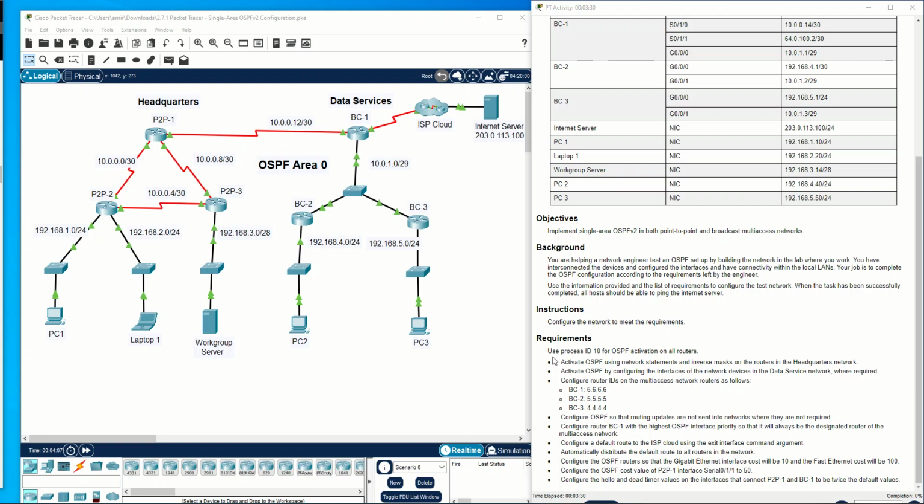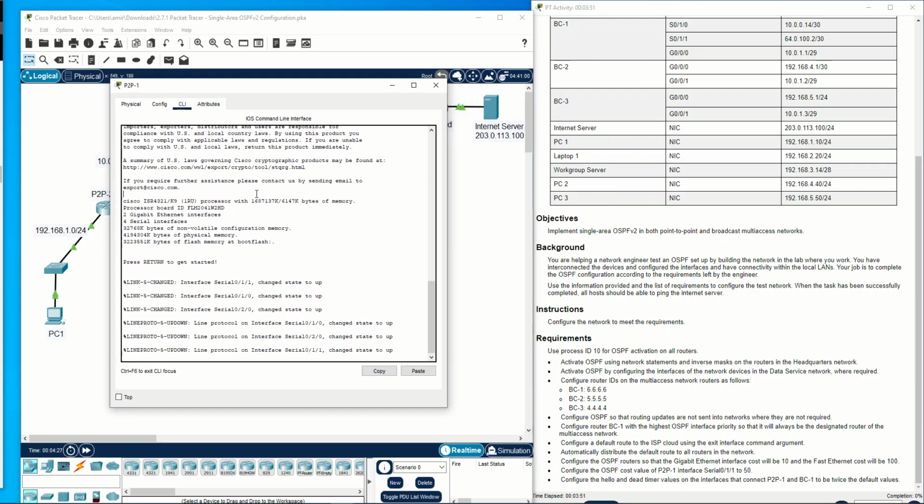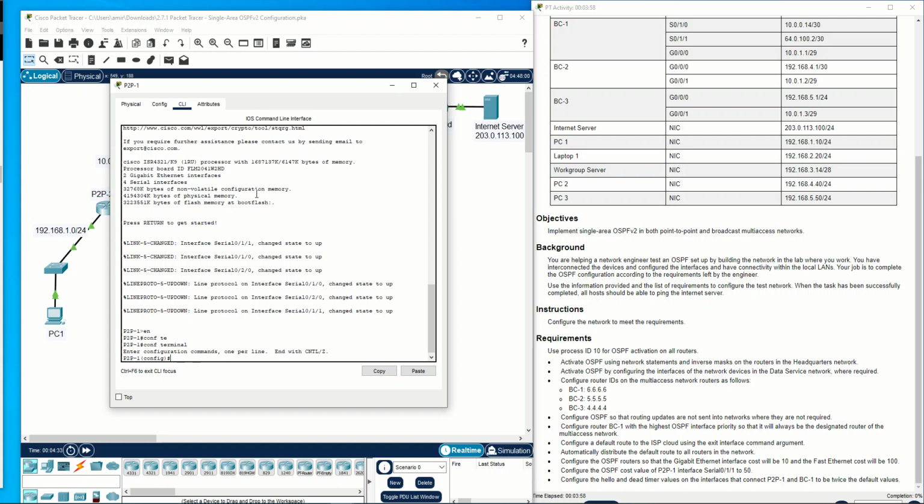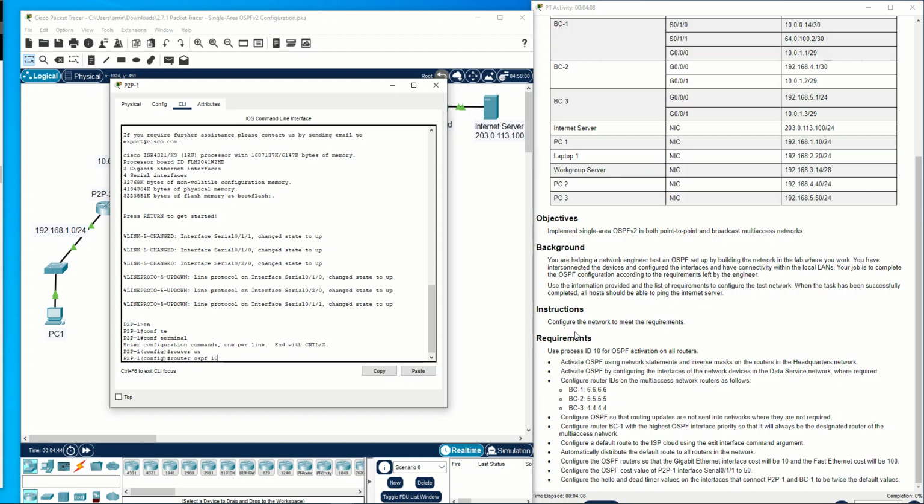First, we should go to step one, activate OSPF using network statements and inverse masks on the routers in the headquarters network. The headquarters network is here, and you should configure P2P1, 2, and 3. Go to router 1, and in configure terminal mode, you can write here router OSPF, and the process ID should be 10. The process ID is only a value, but it's very important that all of the routers are activated with the same process ID.